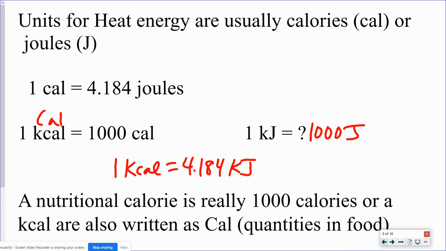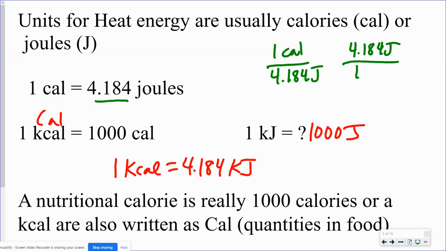So again, our units are either going to be calories or joules for heat, and 1 calorie is equal to 4.184 joules. You need to know that conversion. 1 calorie is 4.184 joules. So we can just use that like all of our other conversions. Or we can flip it, 4.184 joules is 1 calorie.